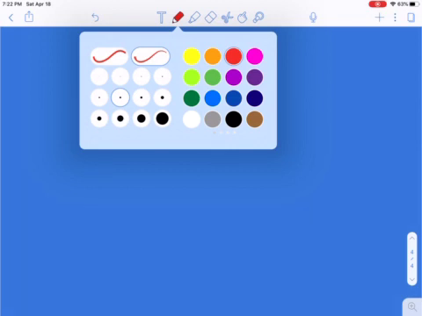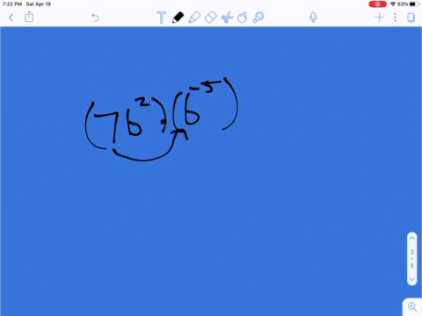All right, and then for our last example, and this is a lot more indicative of the kinds of things you're going to be working on, we've got 7b squared times, and I'm going to put these in parentheses, times b to the negative fifth power. So the 7 would multiply by anything else in here that's a constant, but we don't have any other constants in there. So the 7 is just going to stay 7, and then you multiply your b's together, so we're going to multiply this by this.